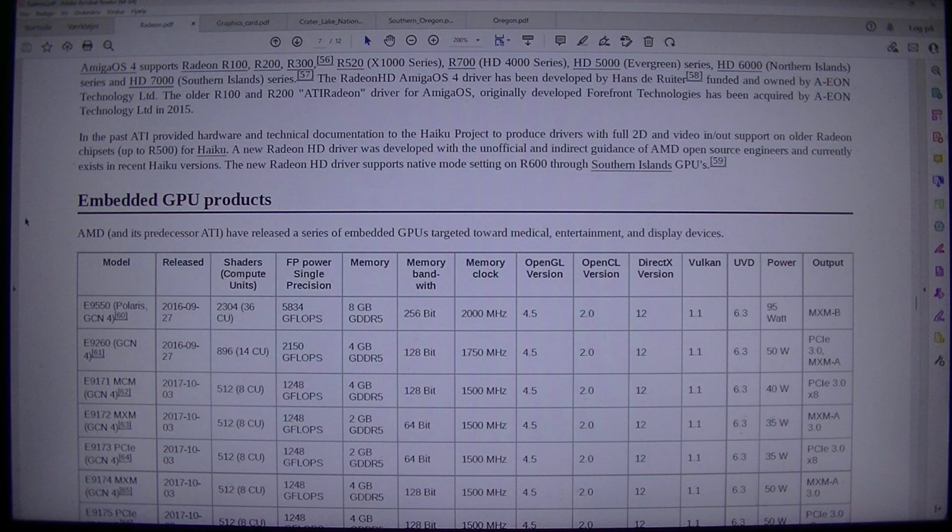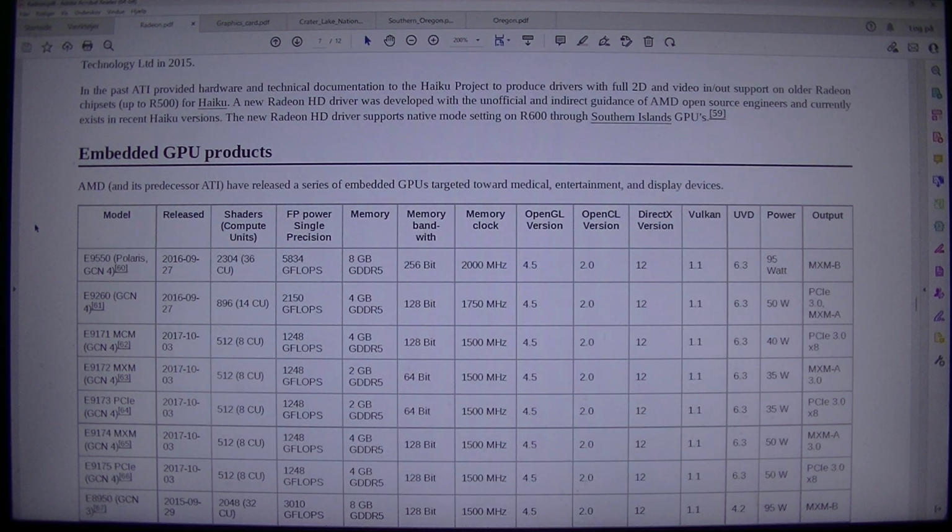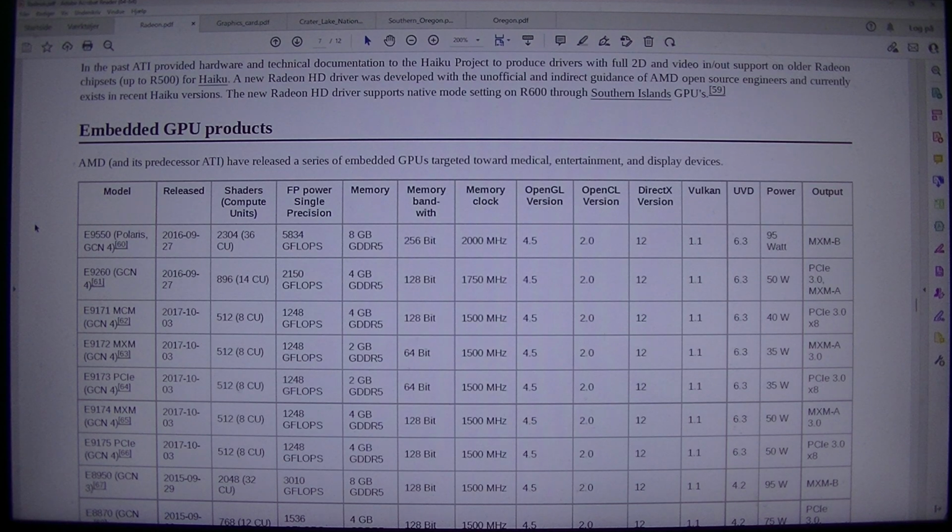In the past, ATI provided hardware and technical documentation to the Haiku project to produce drivers with full 2D and video in/out support on older Radeon chipsets, up to R500, for Haiku. A new Radeon HD driver was developed with the unofficial and indirect guidance of AMD open source engineers and currently exists in recent Haiku versions. The new Radeon HD driver supports native mode setting on R600 through Southern Islands GPUs.